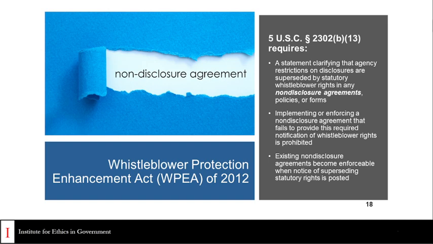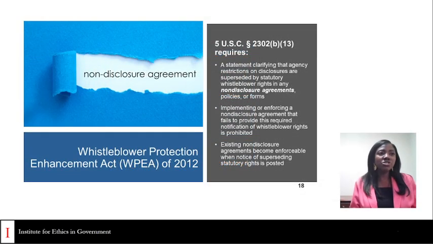With B13, what it essentially requires is that if an agency issues any sort of non-disclosure policy, form, or agreement, even thinking about an email that's sent out, there has to be a statement in there that informs the employee that any of the agency's restrictions on disclosures are superseded by that employee's statutory whistleblower rights.